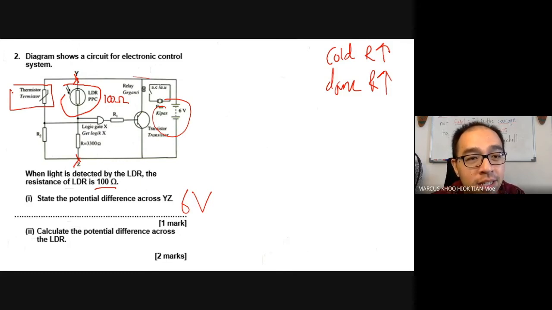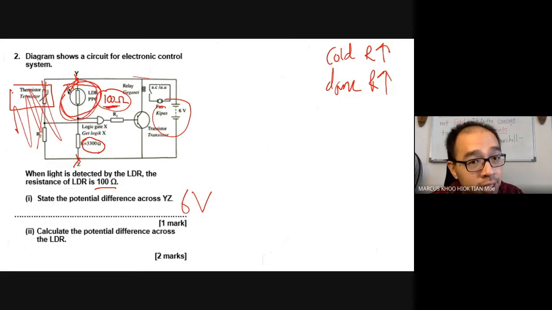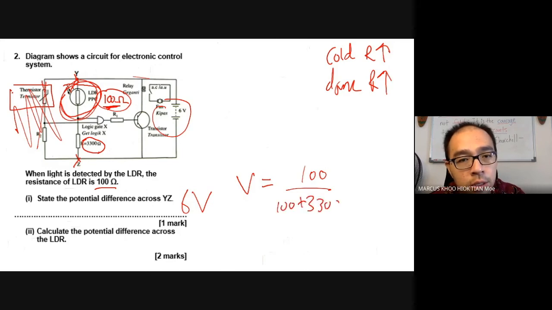Calculate the potential difference across the LDR. Look at the difference in the resistance, 100 and 3,300. Obviously the light bulb is going to turn on, but let's not talk about this. We can calculate the potential difference across this LDR by using the resistance. So V equals 100 over the total resistance, 100 plus 3300, times 6 volts.